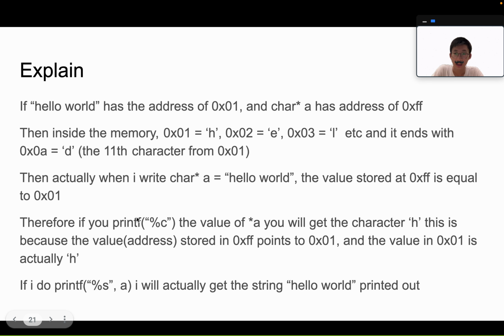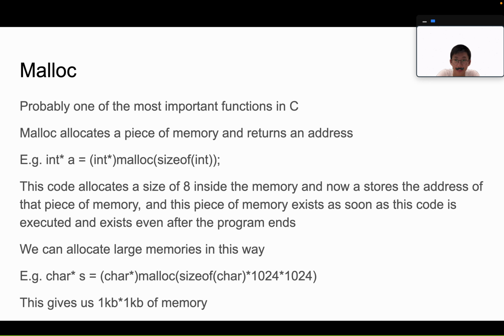So actually, when I write char star a equals hello world, the value stored in 0xff is equal to 0x01. So I put an address into a memory. The variable stores an address. That's a pointer. So just read this yourself and you'll get it.